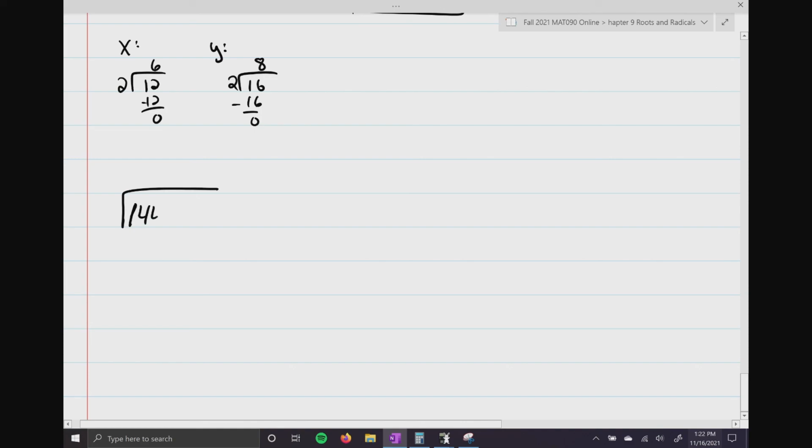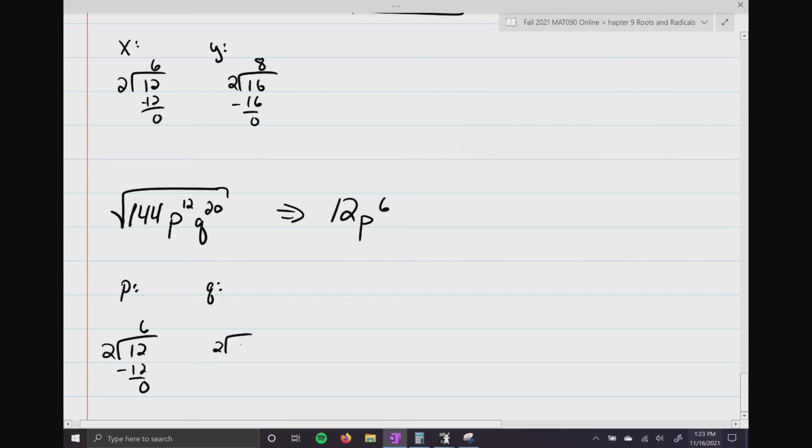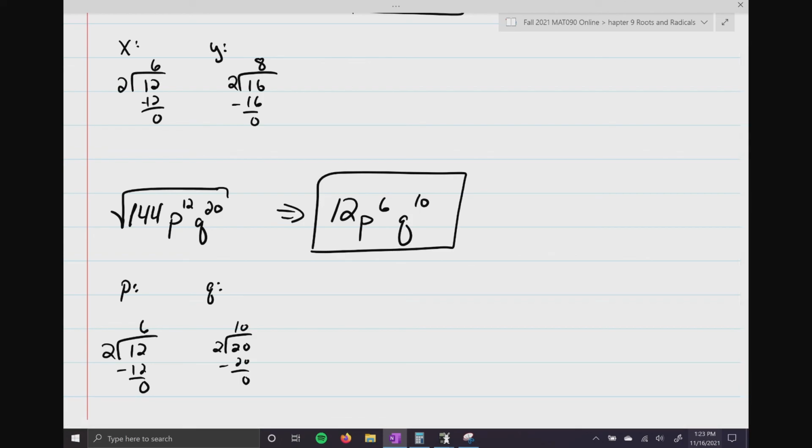What is the square root of 144, p to the 12th, q to the 20th? Well, you have to know what the square root of 144 is. The square root of 144 is 12. Now, let's do the p. 2 goes into 12 6 times. So that means p to the 6th. Let's do the q. 2 goes into 20 10 times. So we have q to the 10th. So the square root of 144, p to the 12th, q to the 20th equals 12 p to the 6th, q to the 10th. And that's it.